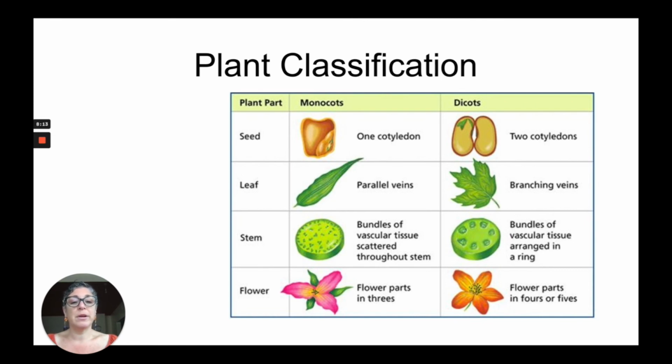And then we can look at the flower of the plant. So in a monocot, the flower would have a flower petal in 3 parts, meaning that the number of petals is divisible by 3 only. For dicots, the flower petals would be in 4 or 5s. So you might find a flower with 4 petals or 5 petals, or a number of petals that is divisible by 4 or 5. So let's take a look at some examples.